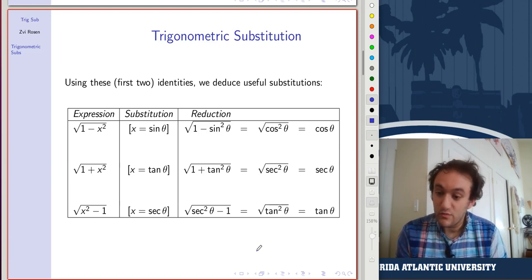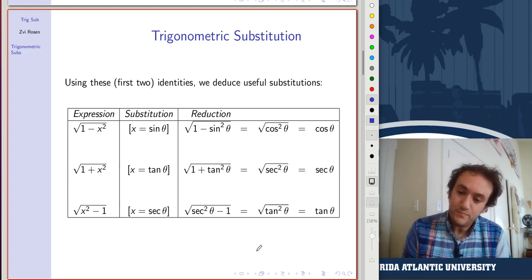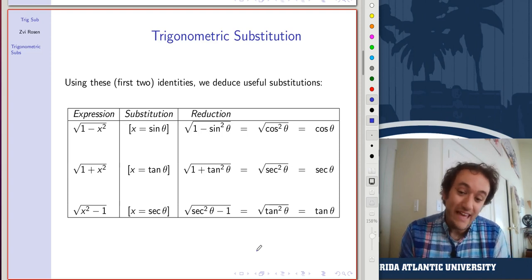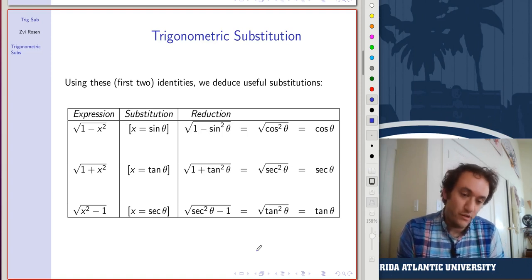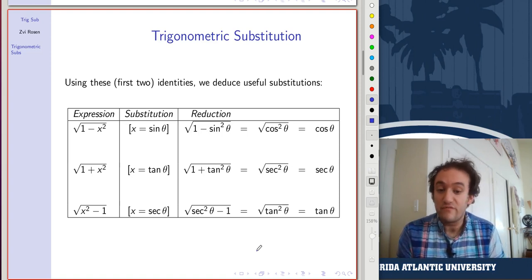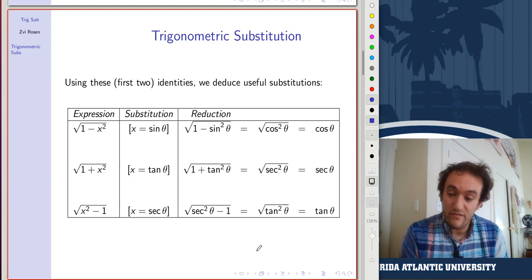The next expression, the square root of 1 plus x squared: if we plug in x equals tan theta, then we get the square root of 1 plus tan squared theta, which equals the square root of secant squared theta, which equals secant of theta. Again, we're assuming restriction to values of theta where secant is positive.